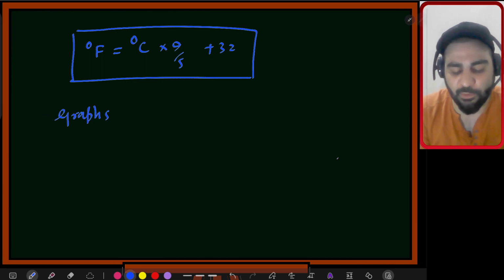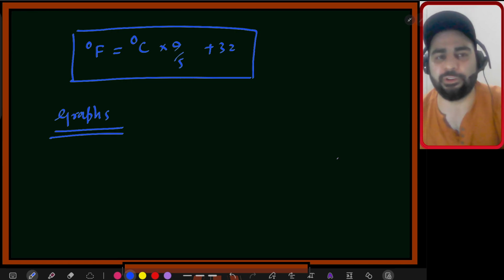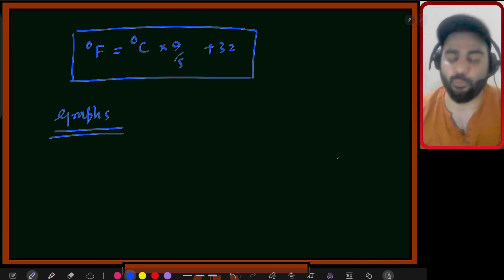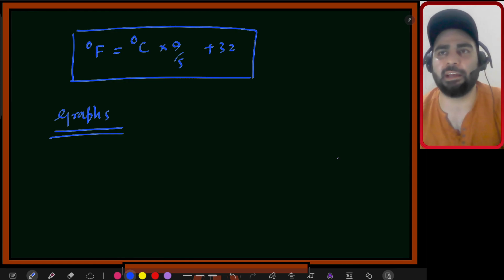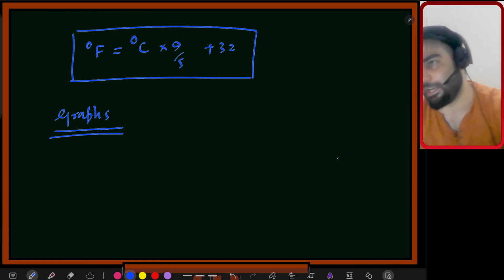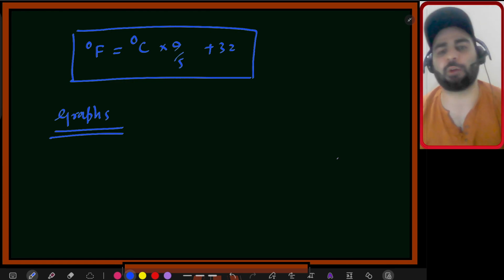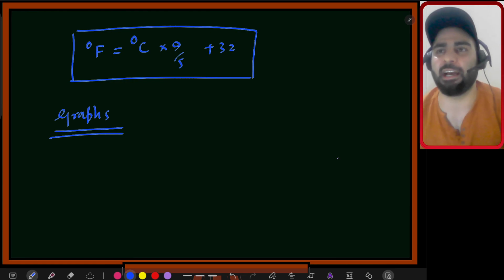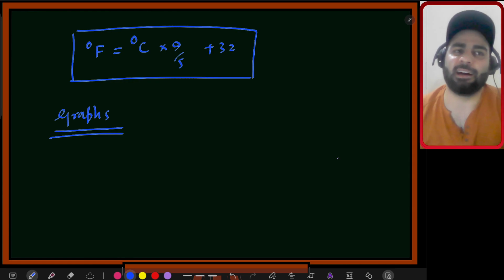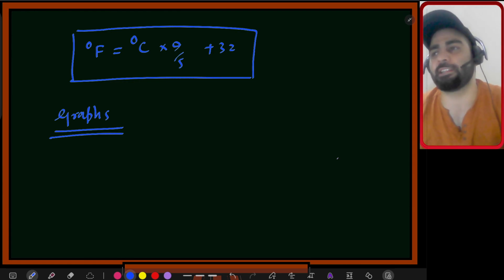So what are graphs now? Graphs are nothing but a visual representation. Whatever words tell you, whatever these equations tell you, graphs tell you the same thing. There's a quote that a single picture is worth 1,000 words. If you have a picture and it explains a lot of things, again it depends on the receiver, whoever is seeing the picture.